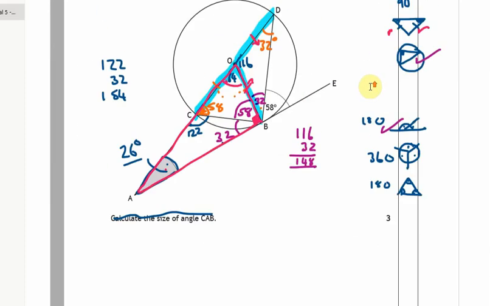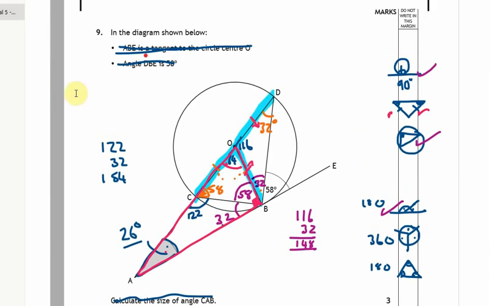Oh, sorry, the marking scheme. Oops, forgot the marking scheme. So you were getting a mark for OBD. So you're getting a mark for your 32. Your mark for the 58, and then your final mark at 26.